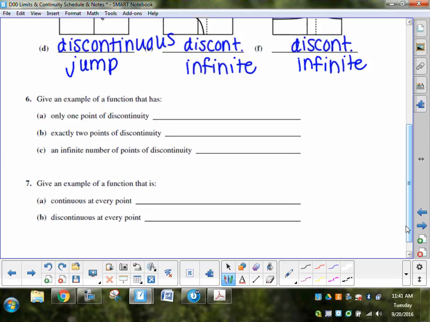Give an example of a function now that's going to have these types. Now, for all of you, this is going to be a little bit different. I have my examples down. Josh, give me an example of a function that has only one point of discontinuity. No, I'm asking for an equation. Who can give me an equation that's going to have one point of discontinuity? I said x squared divided over x.